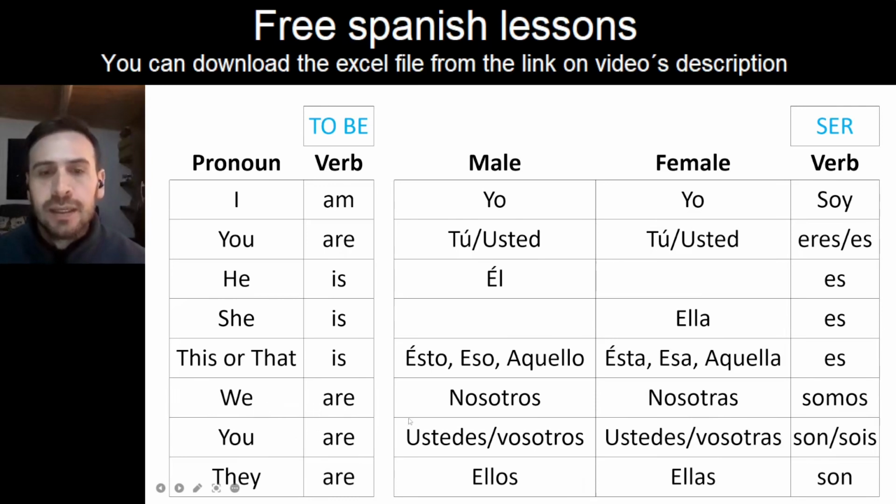We are, nosotros somos, and female, nosotras somos. You are, ustedes son, vosotros sois for male, ustedes son, vosotras sois for female. They are, ellos son for male, ellas son for female.